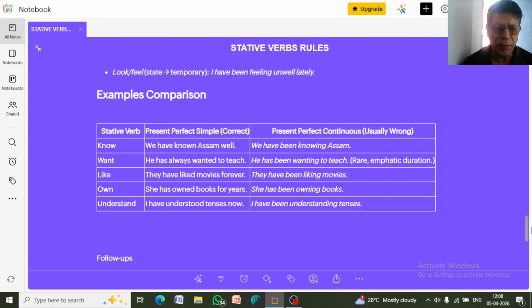So you have seen, students and friends, that these stative verbs when used in present perfect form are correct and when in perfect continuous form are wrong. So I hope this short video will help you to understand these verbs.